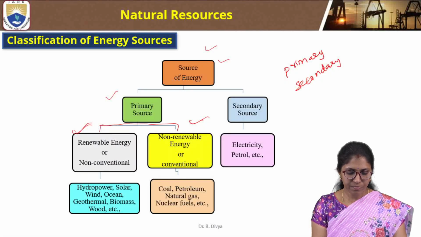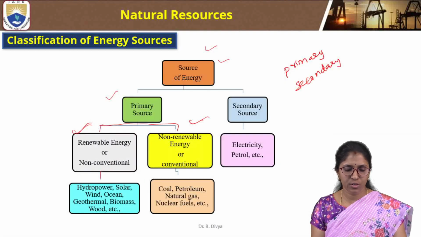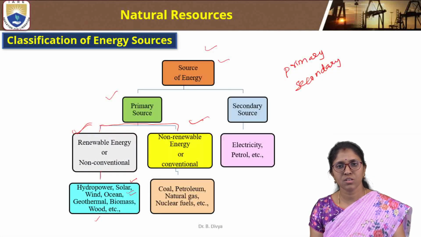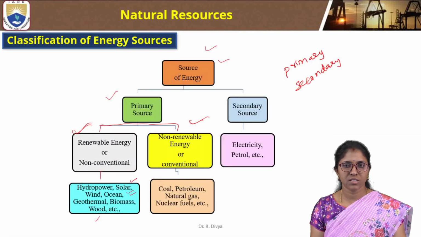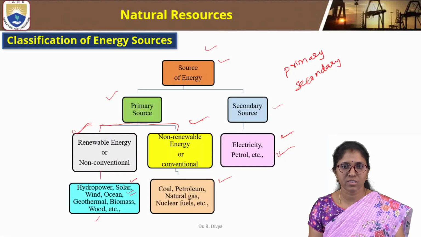The renewable energies include hydropower, solar power, wind power, ocean, geothermal, biomass, and wood energy. Non-renewable resources include coal, petroleum, natural gas, nuclear fuels, etc. As a secondary source, we have electricity and petrol. These secondary energy sources are produced by primary sources. Examples of secondary sources are electricity and petrol.